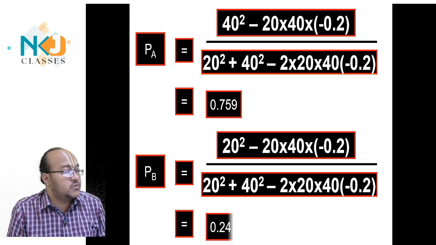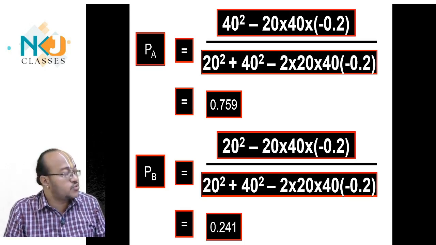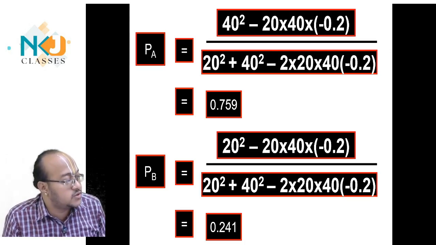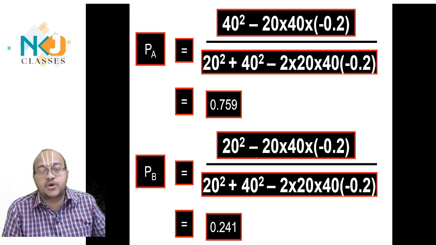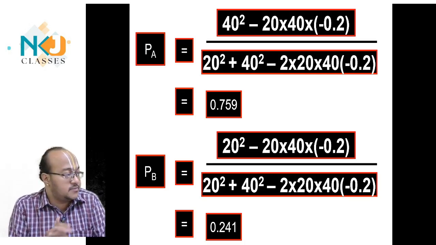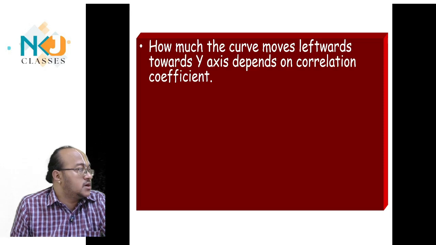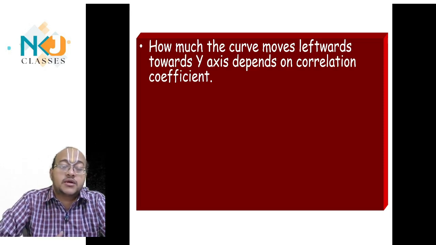This is the formula you will get by solving 24.1. Of course, there are only two securities, so you don't need to find it again using the formula. 1 minus 75.9 also gives you 24.1, because the total is 100%. Next, how much the curve moves leftwards towards the y-axis depends on the correlation coefficient.